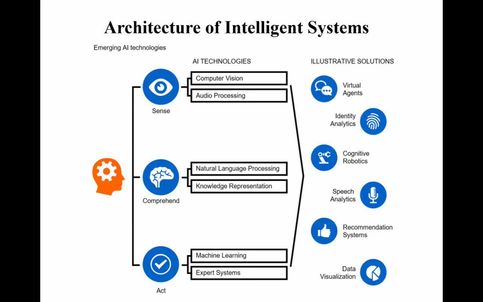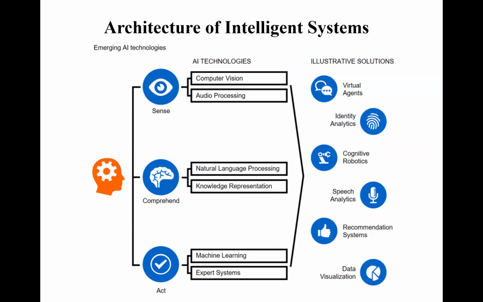Based upon your input, the system will generate knowledge. Next one, act. Here, machine learning and expert systems are there. We know the difference between machine learning and the expert system. So one of the internal elements of an expert system is the intelligence system.